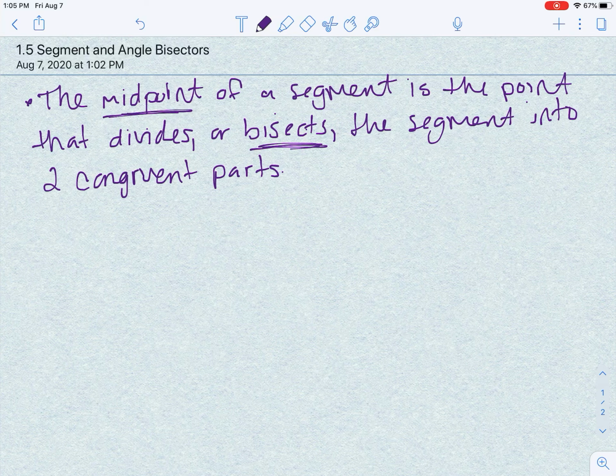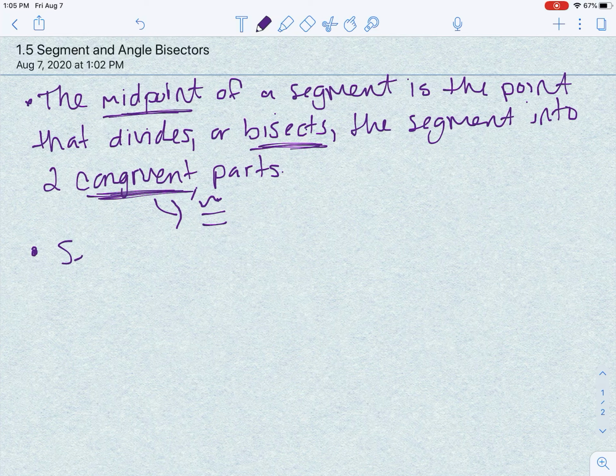It's the point in the middle of the segment. It makes two equal parts on each side of it. So it divides it or bisects it. Bisecting is cutting the segment in half. Now, when you see congruent, you can also see it as an equal sign with a squiggle above it. So anytime that you see that equal sign with a squiggle, that means congruent. It means that they're the same. Okay, so that's the midpoint in a bisector.